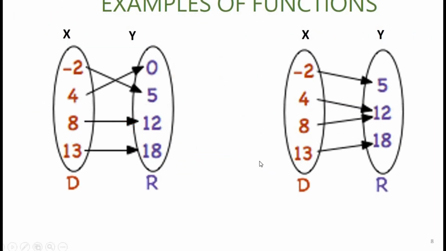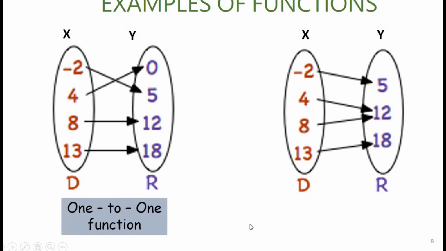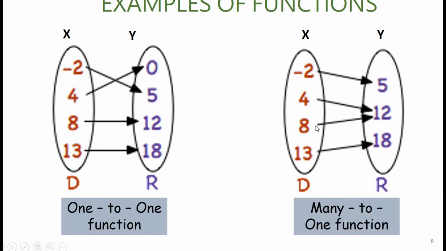So these are examples of function. So we have set X, we have set Y. Okay, so every element in set X is mapping to each element in set Y. So this is a one-to-one function. So for this example, this is a many-to-one function, because if you notice, two objects from set X are mapping to one image in set Y, so it is a many-to-one function.